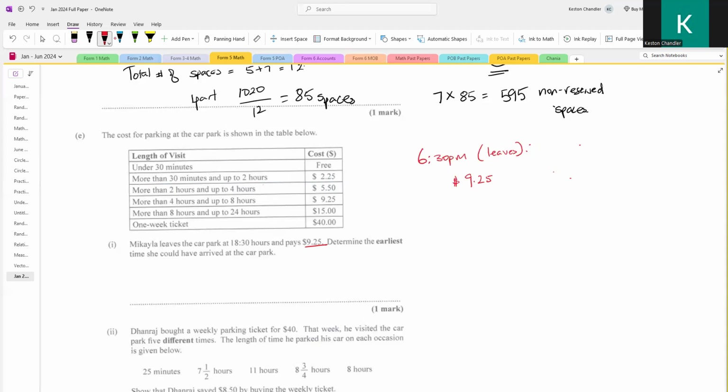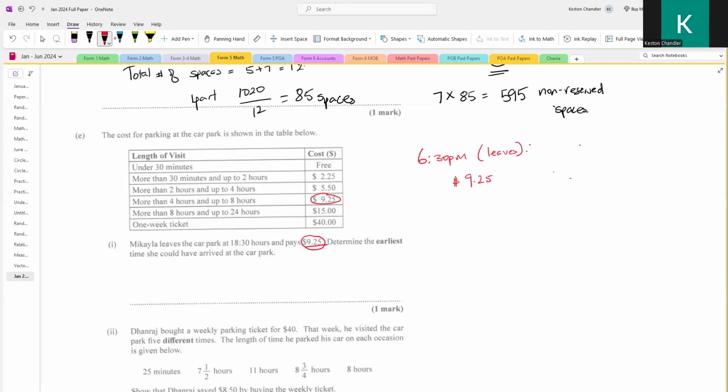Now let's look at this. She leaves at 18:30. Under 30 minutes is free. 30 minutes and up to 2 hours is $2.25. More than 2 hours and up to 4 hours is $5.50. And look at this, more than 4 hours and up to 8 hours is $9.25. So this is the amount that she paid. Everybody give me a thumbs up if you agree with that.